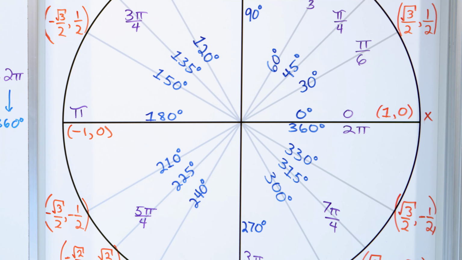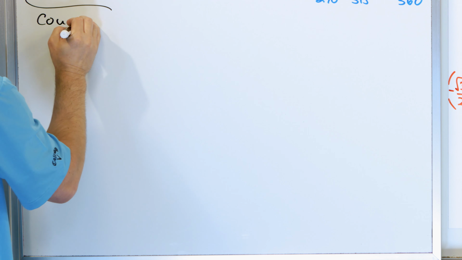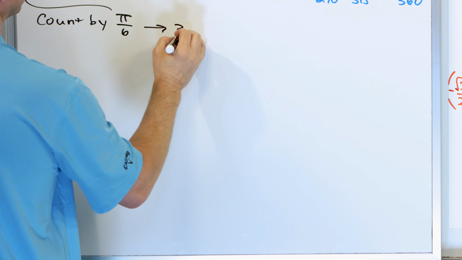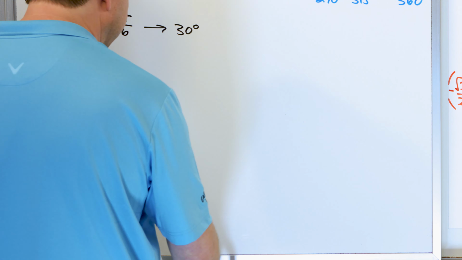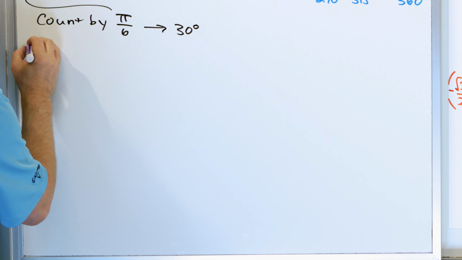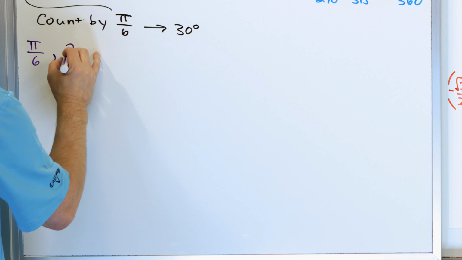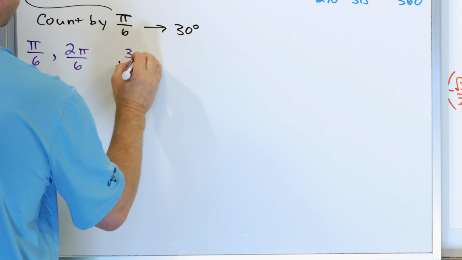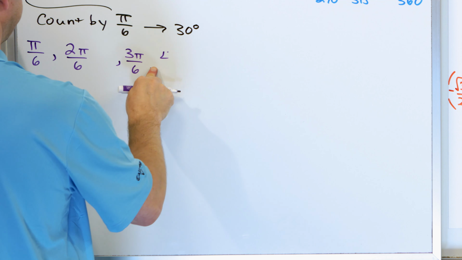Let's go over here and actually pull it off, and let's count by increments of pi over 6, which is increments of 30 degrees. I'm going to have to break it up into 2 lines here, so we'll take our time with it. Here we have pi over 6. The next one is 2 pi over 6. Then we have 3 pi over 6.